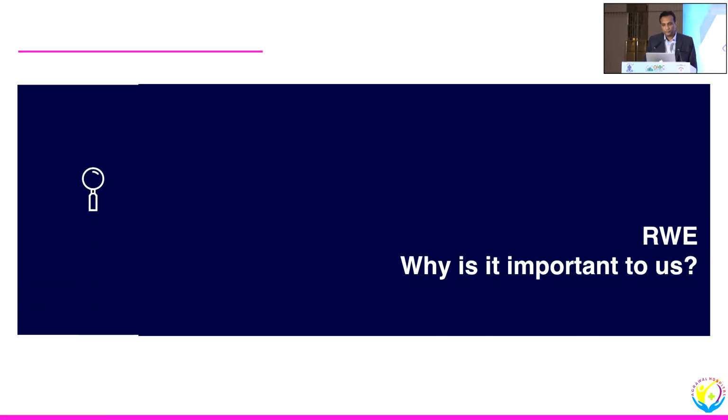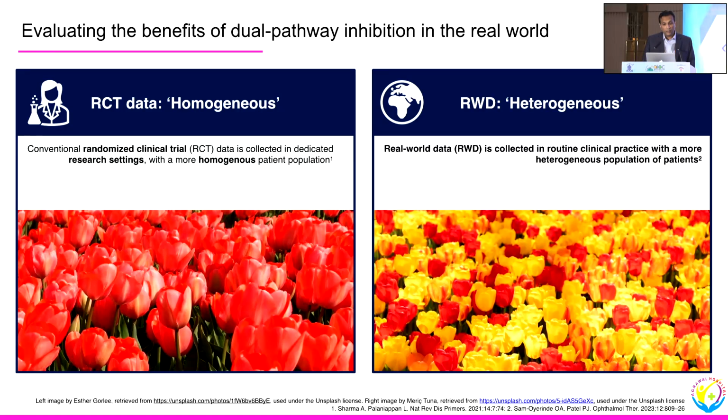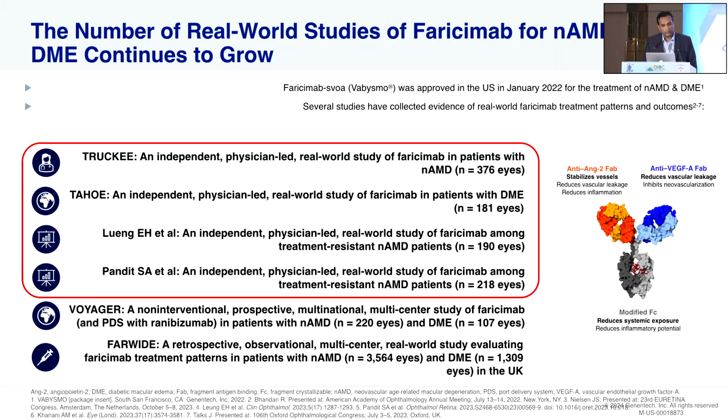Q12 weekly dosing. So now coming to the real world evidence, and why is it important to us? It is important because in RCT data, the patient population is homogeneous, and in our clinics, we don't look at the lesion size, the age group, and the scarring level. The patient comes with fluid, decrease in vision, we inject. So it's a more heterogeneous population in the real world scenario, in routine clinical practice.